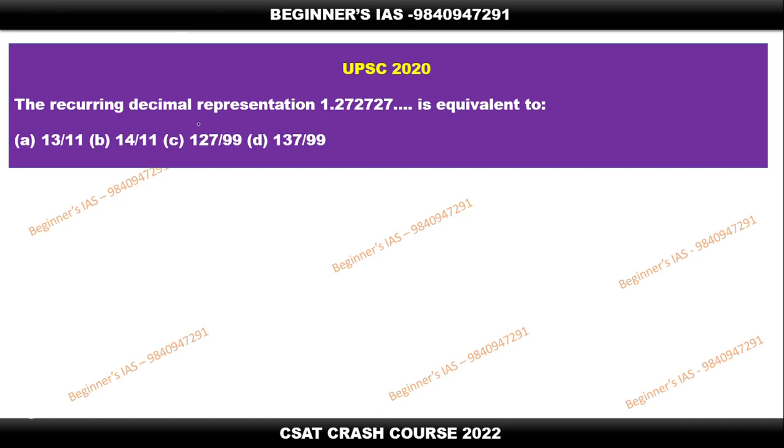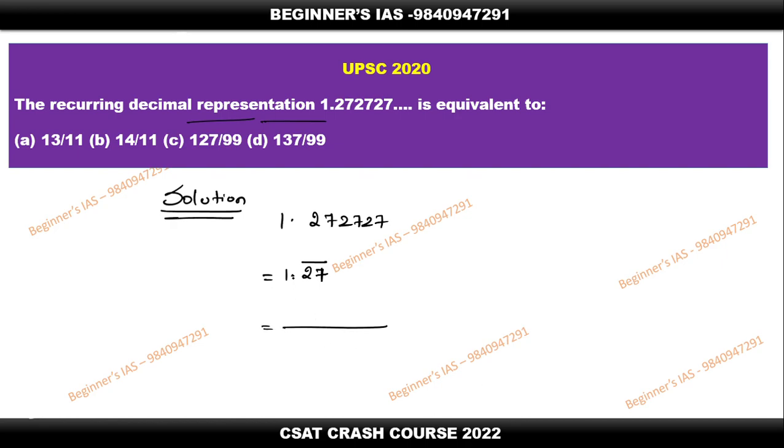2020. A recurring decimal represents. Now you need to identify the equivalent fraction. So that is the title here. So here, how to calculate that? 1.272727. So what is the procedure? 1.27 bar. So this is the purely recurring decimal concept. After decimal, every number is recurring. So what is the procedure in the denominator? After decimal, how many numbers are recurring? 2 numbers. Therefore, 99.